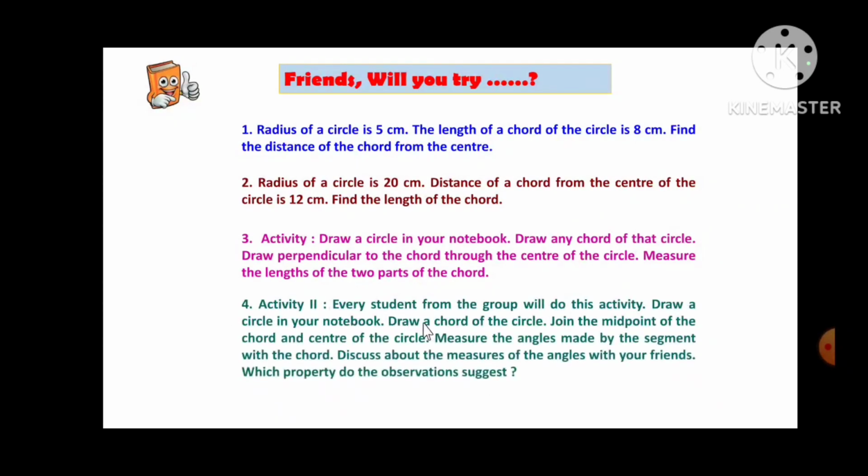One more activity. Every student from the group will have to do this activity. Draw a circle in your notebook. Draw a chord of the circle. Join the midpoint of the chord and the center of the circle. Measure the angles made by the segment with the chord. Discuss the measures of the angles with your friends. Which property do your observations suggest?